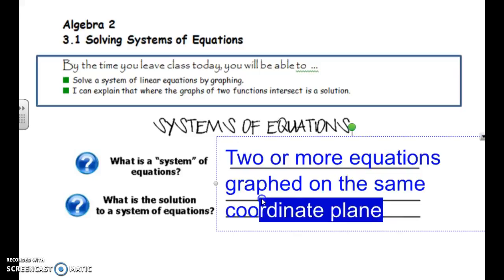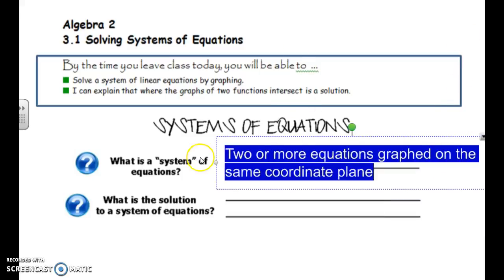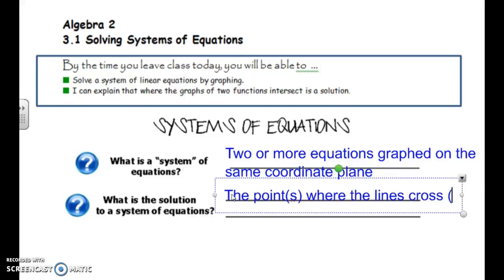Okay, so basically when we have two lines or three lines, but we'll mostly deal with two lines, you want to basically see where they cross each other. So two or more equations graphed on the same coordinate plane. The solution to a system of equations is the point or points where the lines cross each other, also known as intersecting.